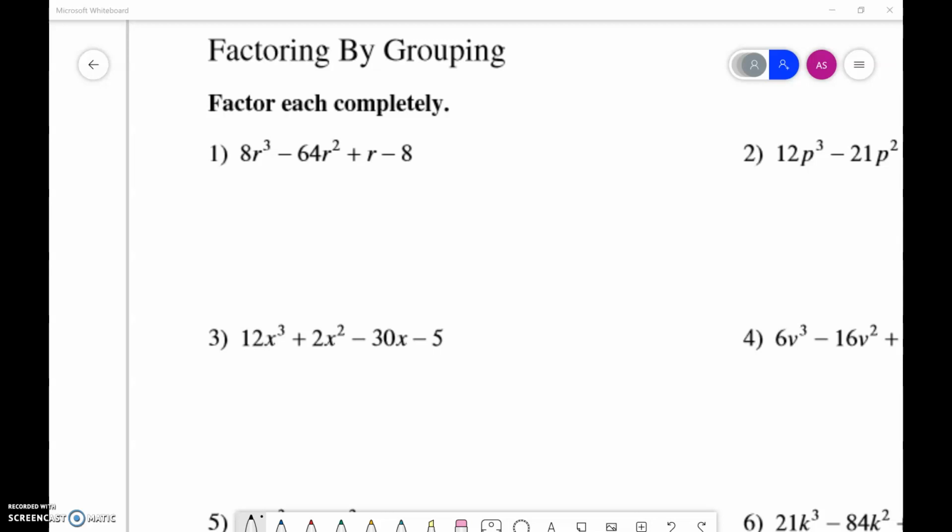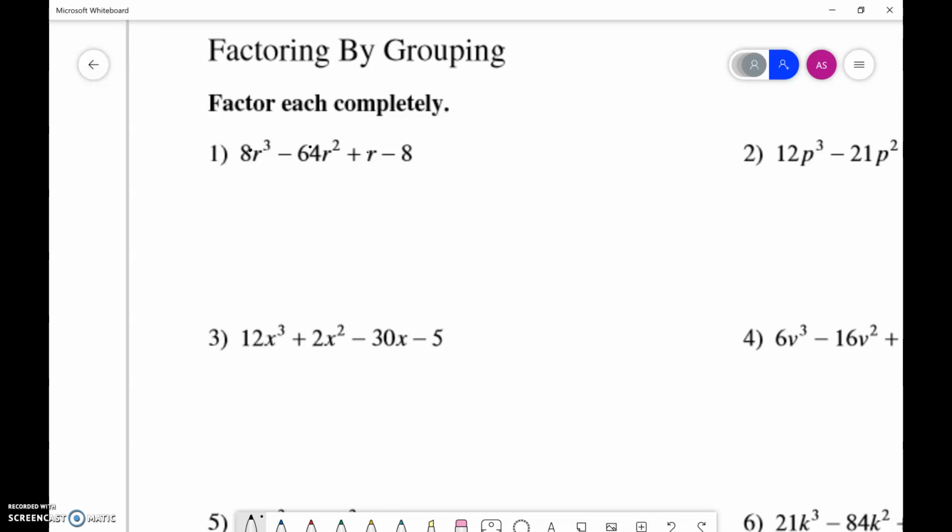All right, let's go ahead and jump right in. So we're going to look at factoring by grouping. So what you'll see with these problems is you'll have a four-term polynomial, meaning that I have 1, 2, 3, 4 terms. And my goal is to get two binomials at the end, okay?